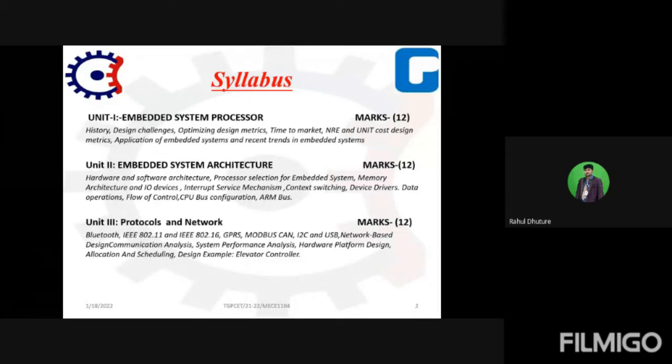And the rest of the 60 marks depends totally on your theory marks at the end of your semester. We are conducting this end semester examination for 60 marks, and each unit has 12 marks. There are a total of 5 units for Embedded System and Applications, and this is an elective. This is a program elective from the first semester.